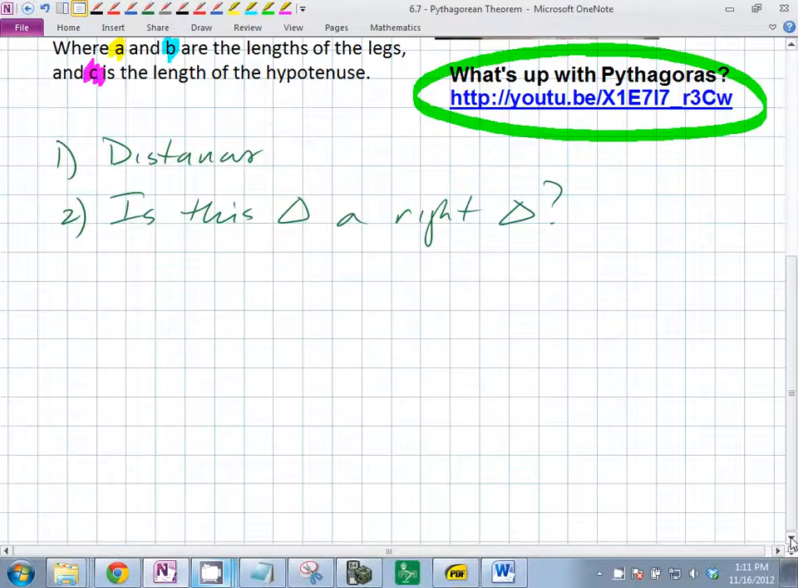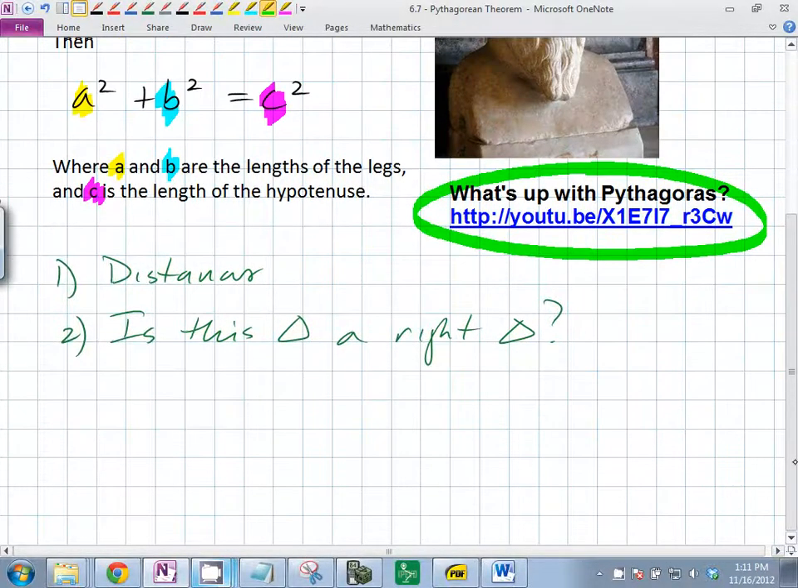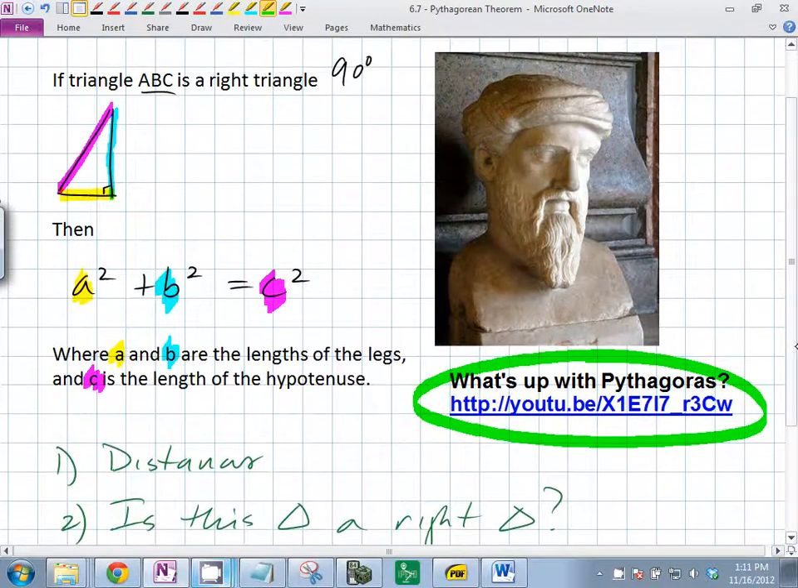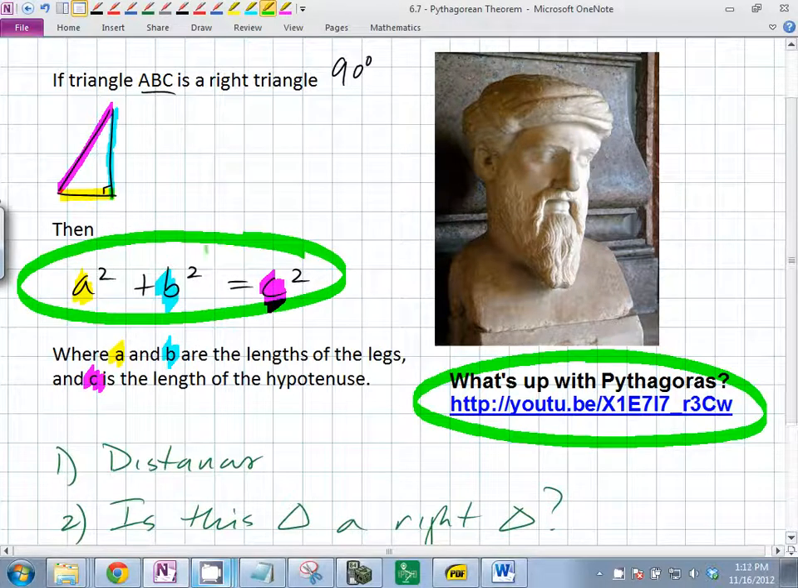So let's first talk about, is this triangle a right triangle, and why the Pythagorean theorem is helpful. Well, this says that if triangle ABC is a right triangle, then this is true. The converse is that if this isn't true, then this is not a right triangle. And the forward direction says that if this is true, then it is a right triangle. So what does that mean?